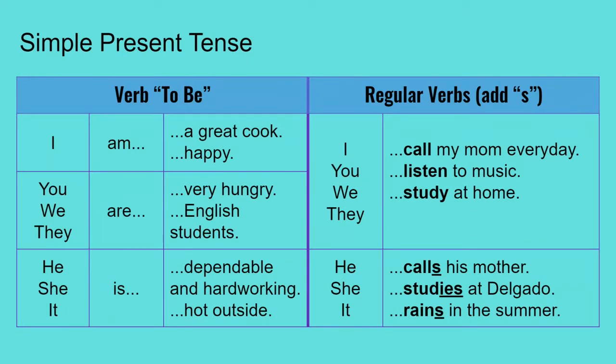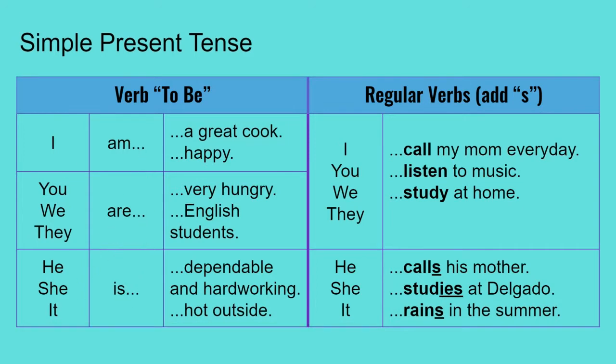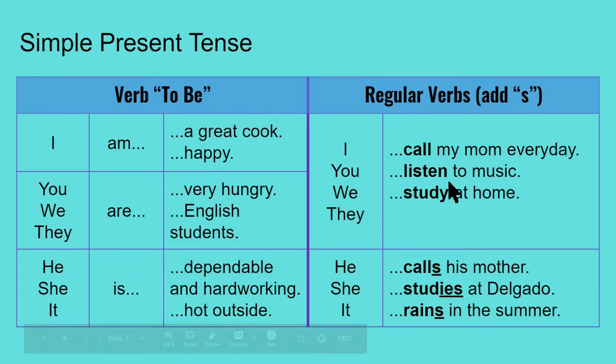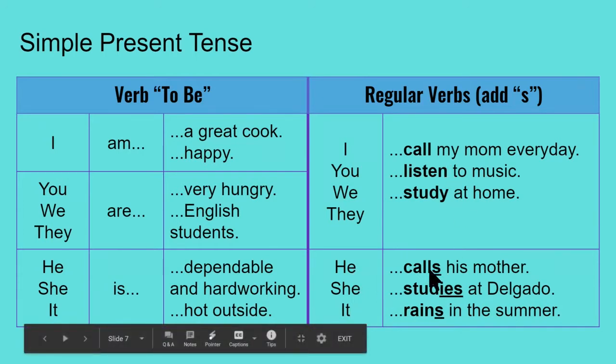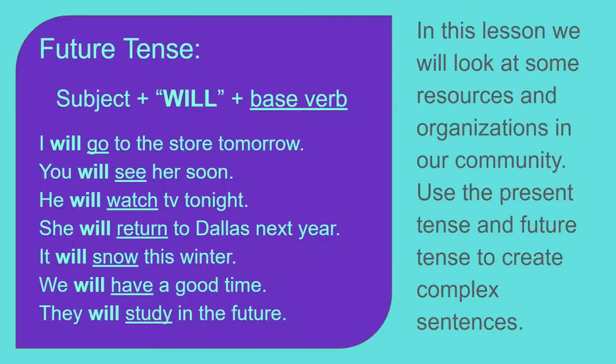When we use the present tense, just as a quick reminder, we do need to make sure that if we're using the verb to be, we use the proper version for the subject: am, are, or is. And remember, when you're doing your regular verbs, if the subject is plural, you will not need the S. But if it's singular, you are going to need to add an S to the end of the verb to have your subject and your verb agree.